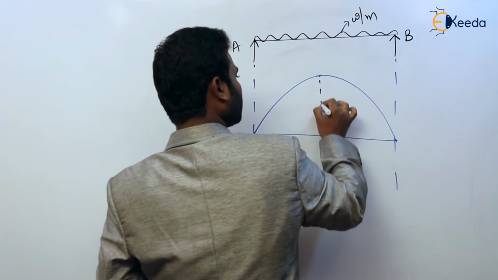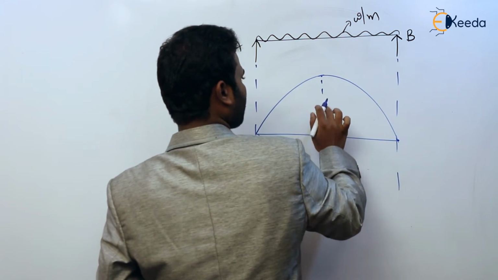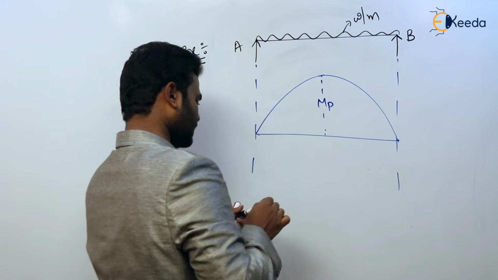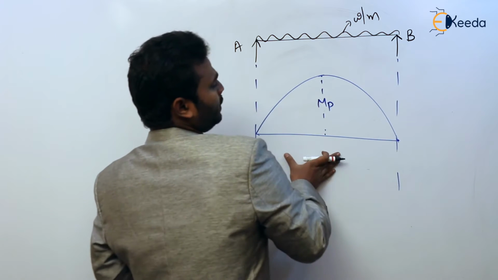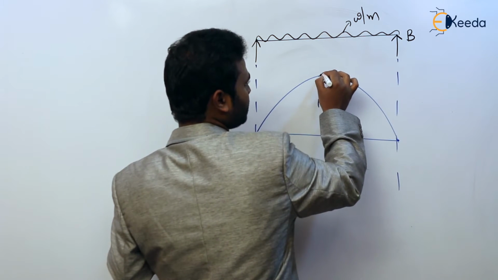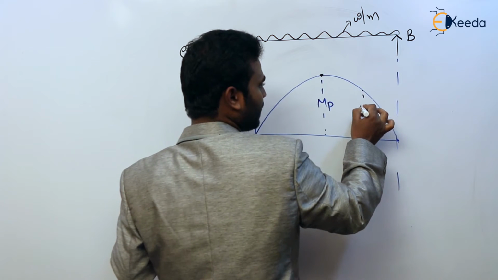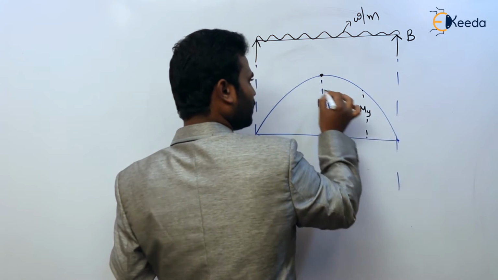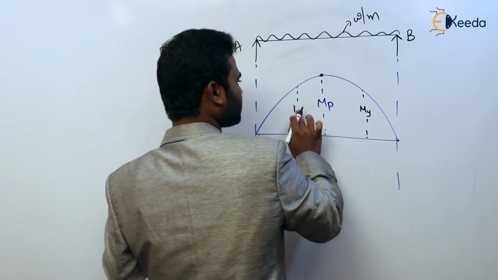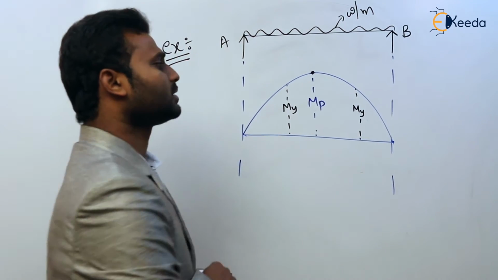At the maximum bending moment, there occurs MP. Now from this location, at some distance, there exists a value known as My. In the same way here also, because of symmetry, exactly the same distance away, there exists My. Now how to calculate this?